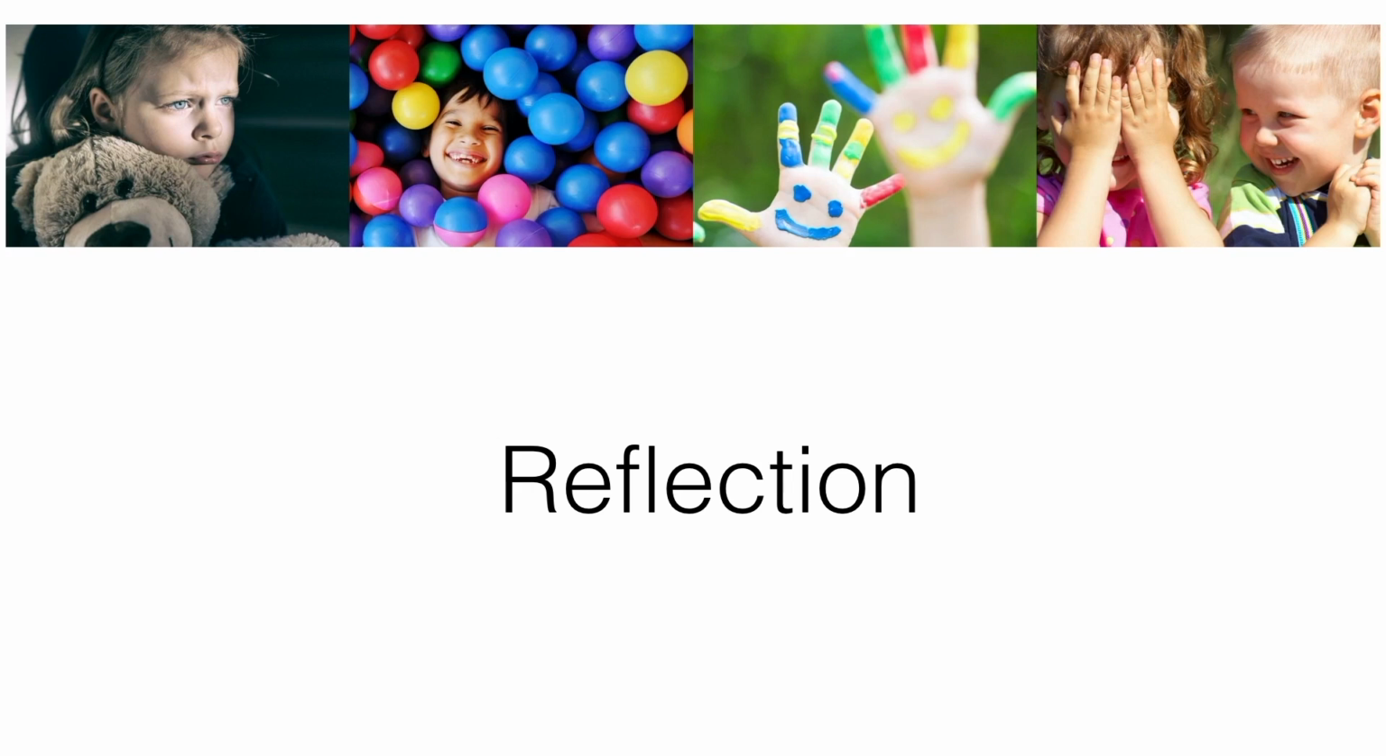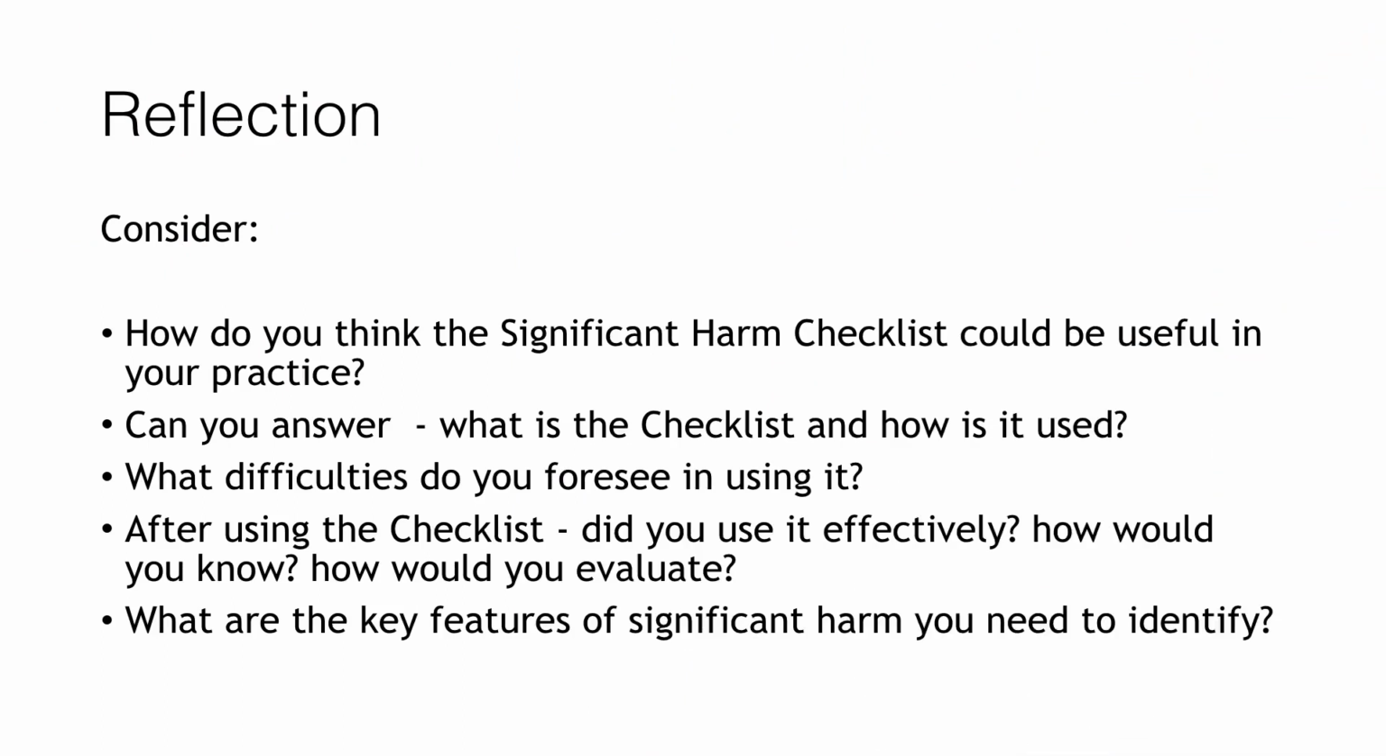The reflection section introduces some prompts for reflective practice. As you reflect on your practice, ask yourself, do you think the significant harm checklist would be useful for you in your own practice? Do you understand what the checklist is and how it's used? Think about the difficulties you imagine in using it, and every time you do use it, how would you reflect? Would you know how well you'd used it? And of course the key issue is the question of significance. Are you clear what significance is? What information do you need to consider to establish it?